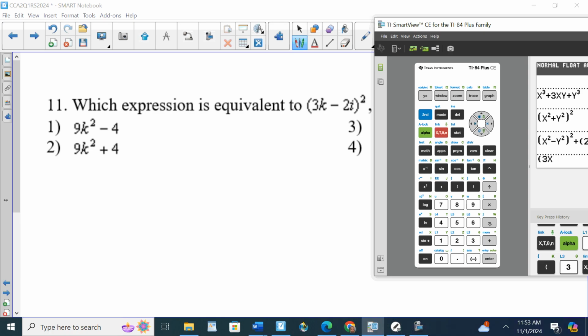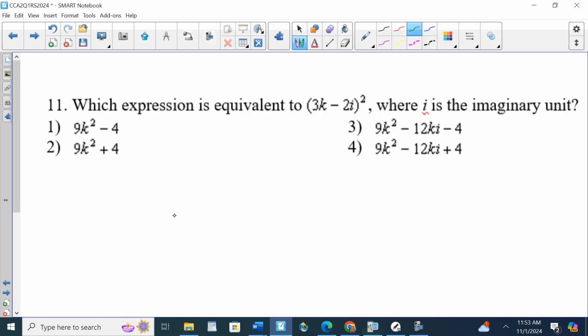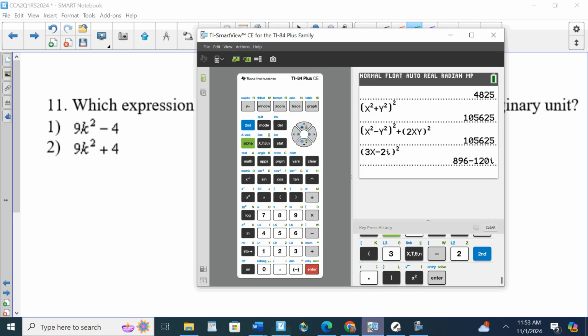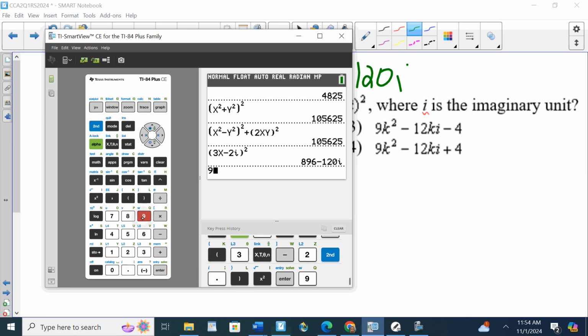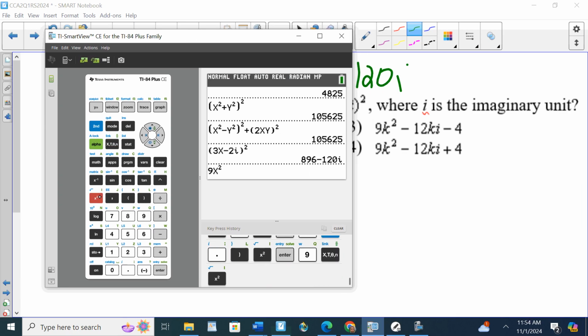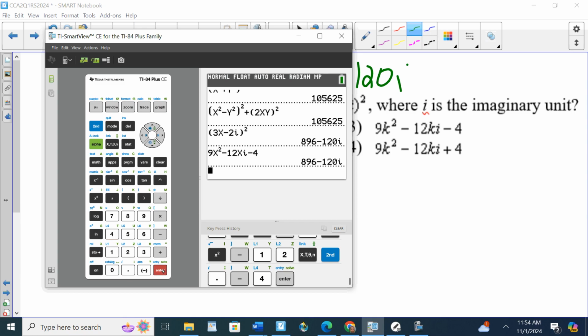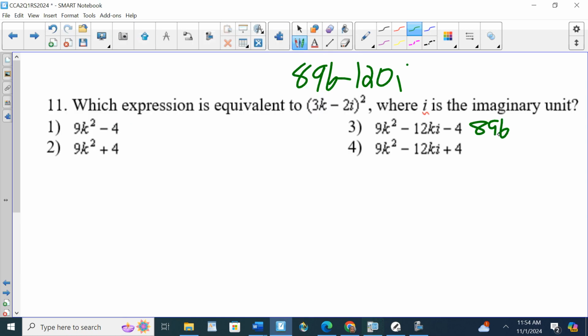Sorry, colleagues. 3x minus 2i squared is 896 minus 120i. I type in each choice. I believe the answer was choice 3. 9x squared minus 12xi minus 4. Again, the i button is second decimal point. 896 minus 120i. It matches.